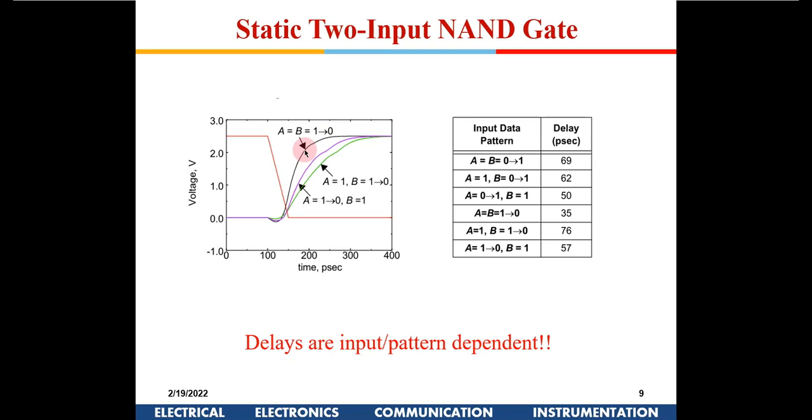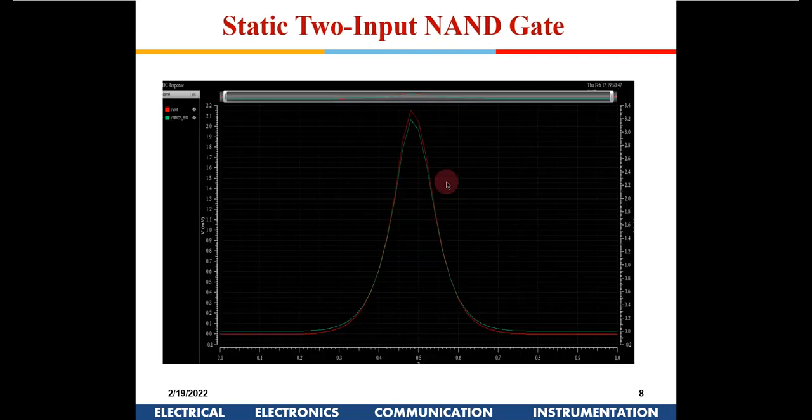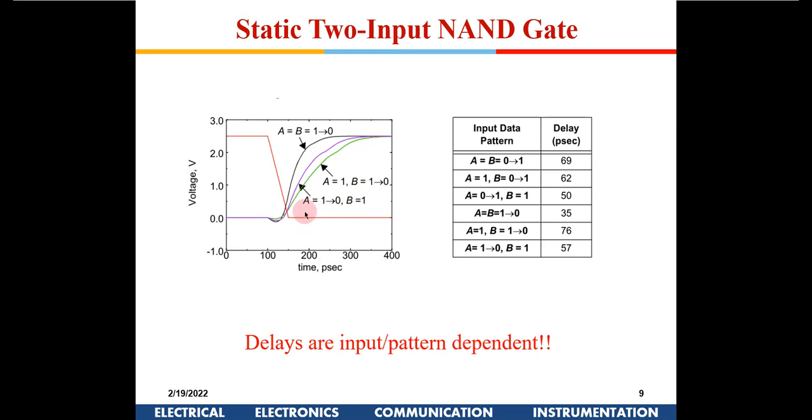So just in a nutshell, whenever I say the delays are also pattern dependent, when I characterize a NAND gate, I have to cater for the worst case scenario. So this is the worst case scenario delay. Similarly, here also, this is the worst case noise margin figures and all. So you have to cater for those also when you are characterizing any gate for that matter. So there could be pattern dependence. That's what I wanted to convey.